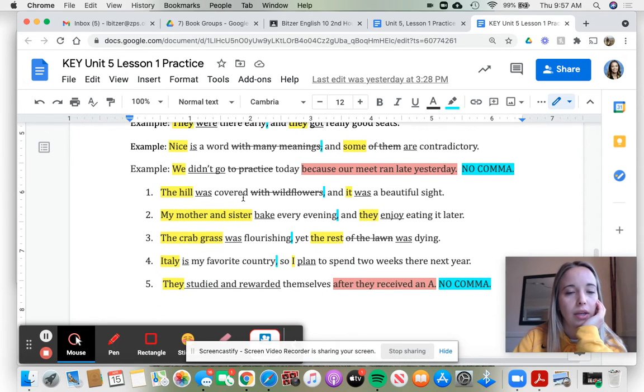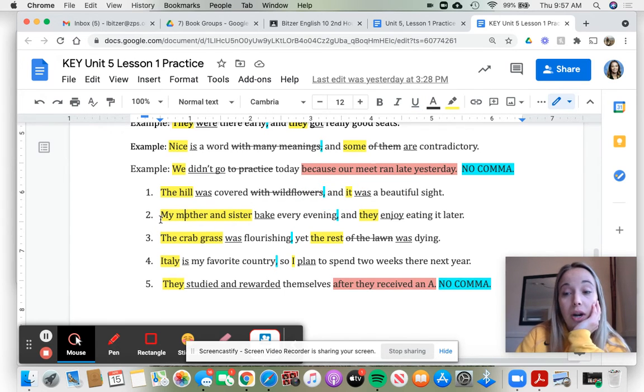All right, number 1, the hill, subject, was, linking verb, covered. I crossed out with wildflowers because we have prepositional phrases. It, subject, was, linking verb, a beautiful sight. Both of those sides make sense on their own. They're independent. We're going to bring them together with a comma and a fanboy.